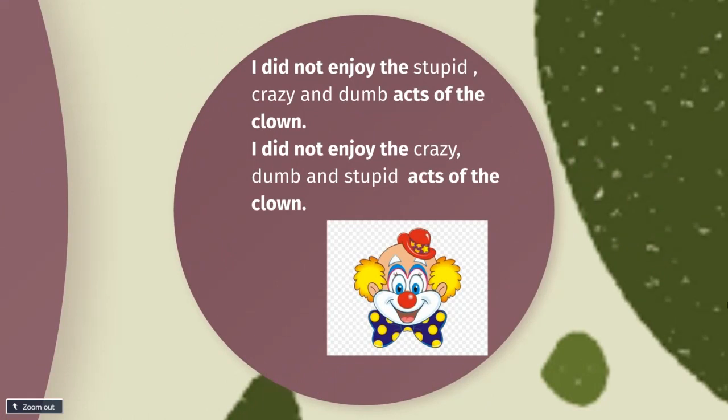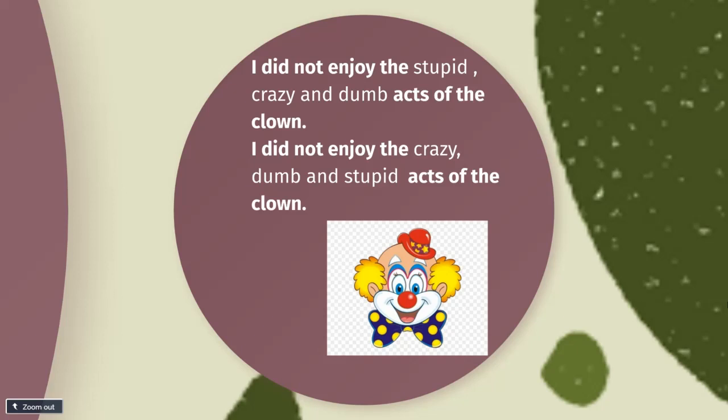Here, I did not enjoy the stupid, crazy and dumb acts of the clown. So stupid, crazy and dumb, these are all opinion, right? They come from the same category. So stupid, comma, and then crazy. After crazy, and, because dumb is the last adjective added in the sentence, right? So when there are 3 or more adjectives, you are supposed to separate with commas, and you are supposed to put and before the last adjective.